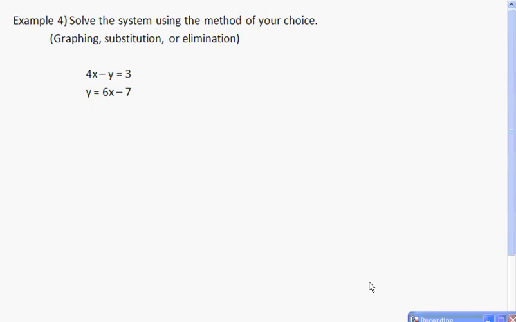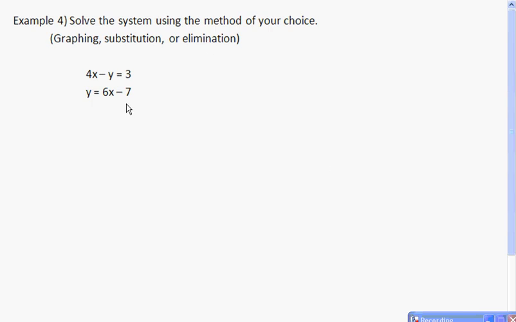This will be 2-4 continued. We're going to cover the last two examples, example 4 and example 5. This will go with homework lesson 18. This would be basically systems of equations, and you're going to choose the method that you want to use, whether that be graphing, substitution, or elimination.